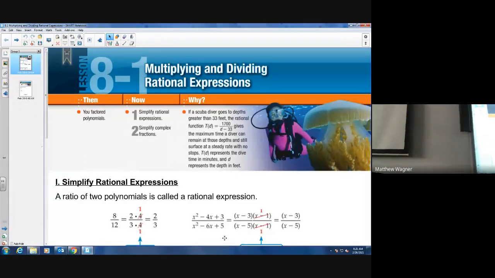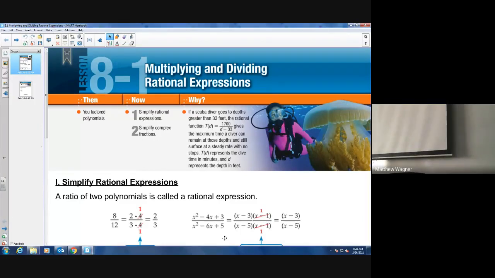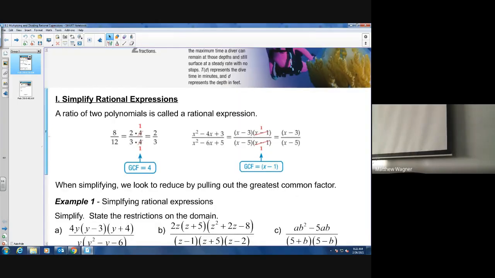All right, you guys, we're going to take a look at multiplying and dividing rational expressions. Chapter 8 is going to be all about this. We're going to start with multiplying and dividing. Tomorrow is going to be adding and subtracting, and we'll get into a little bit of graphing and eventually solving rational equations. So a lot of information. Generally, this first day is the easiest section of the chapter.